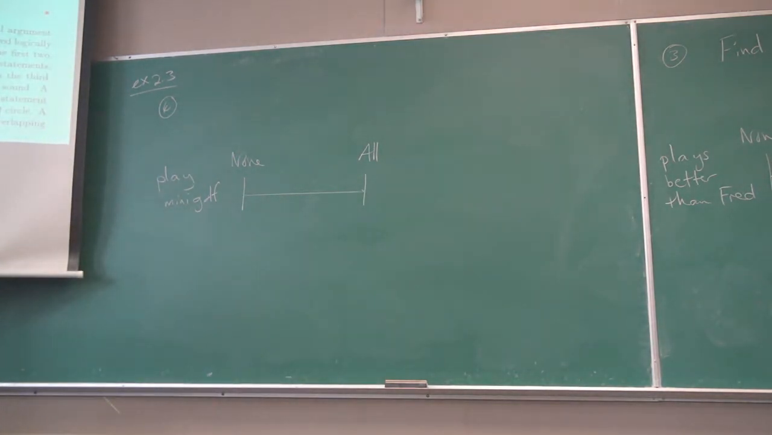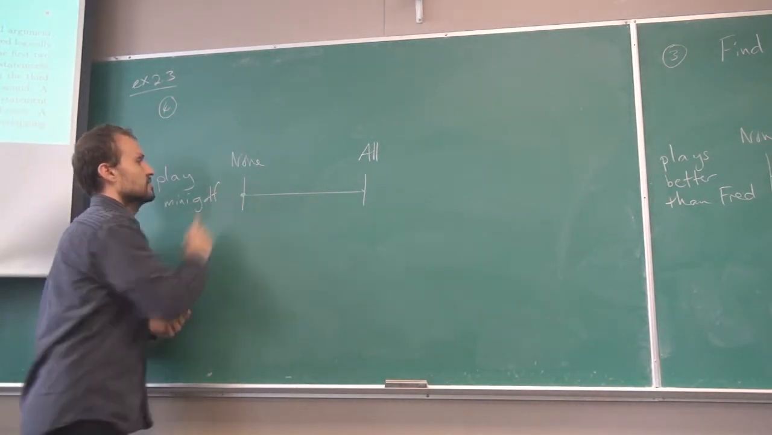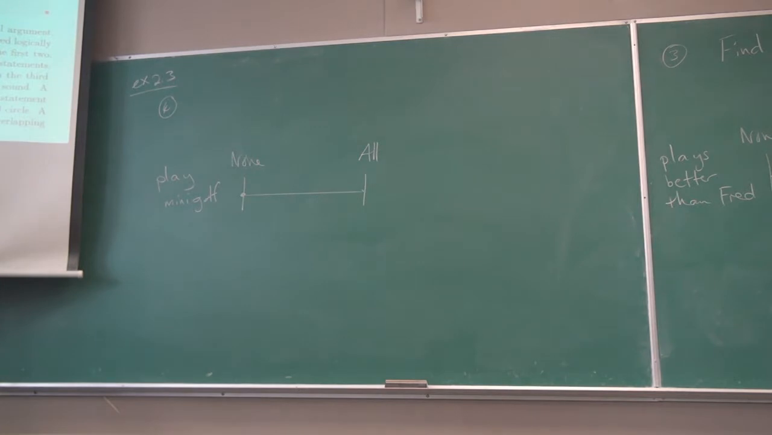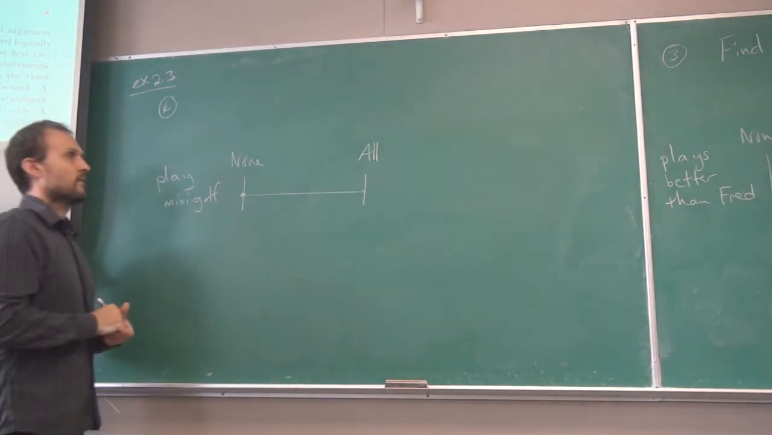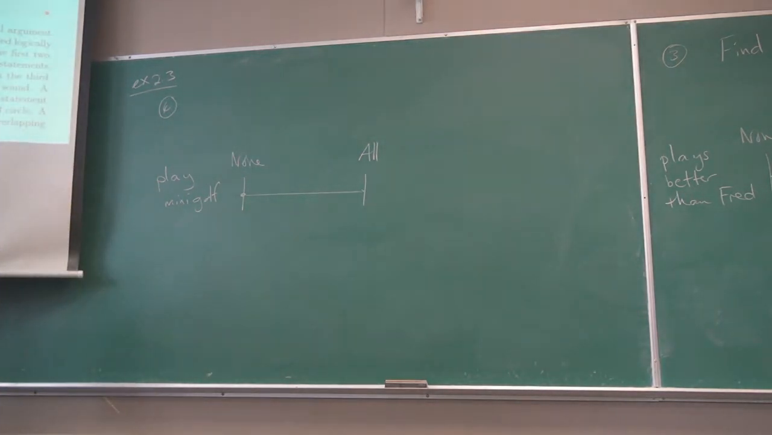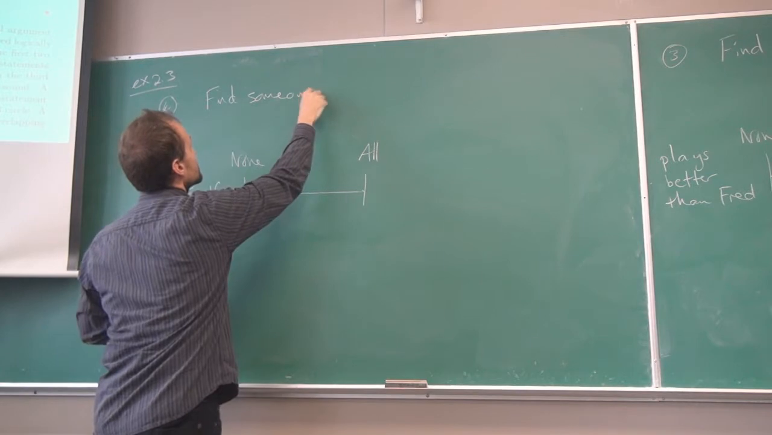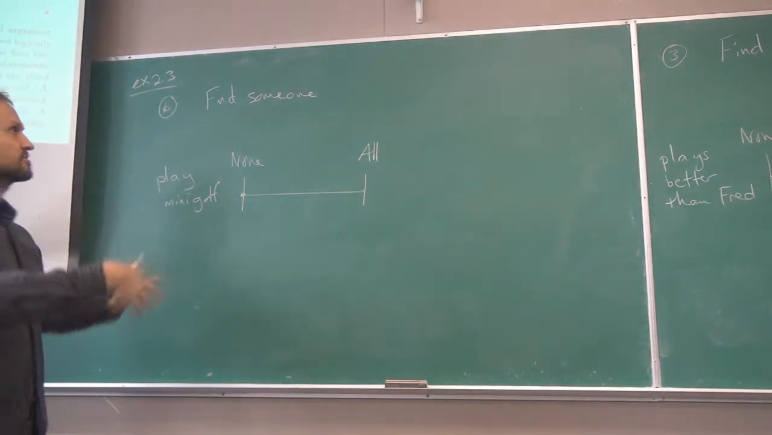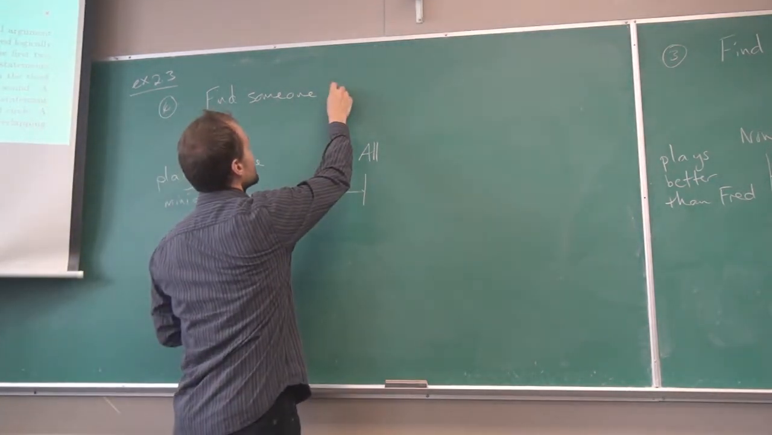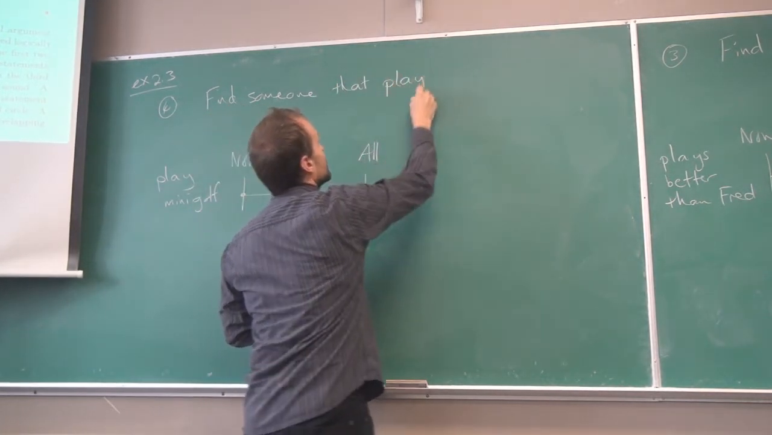Someone comes in, they make this claim. Where are they positioned? They're positioned right there. No one plays mini golf. What would you have to do to prove them wrong? Find someone. Find someone. This version is easier to come up with an answer. It just feels a little more natural. Find someone that plays mini golf.